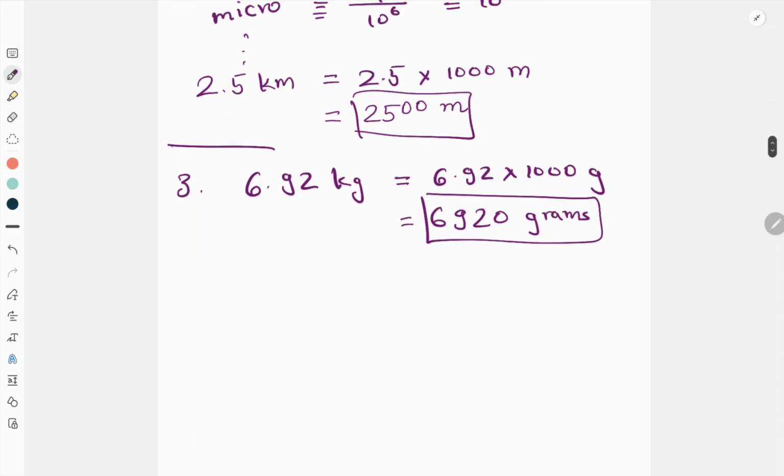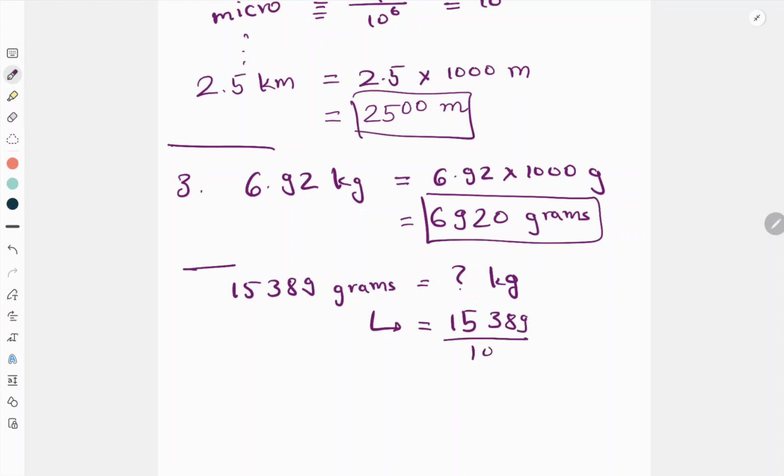If you want to convert back, for example, suppose we are given, I'm just taking a hypothetical example, suppose someone says 15,389, some number, grams is equal to how many kilograms? So again, we want to convert from grams to kilograms. Kilo means 1000. So this is equal to 15,389 divided by 1000 kilograms, because kilo is 1000, which is 15.389 kilograms. See how easy it is using metric or SI units to go from one unit to another.